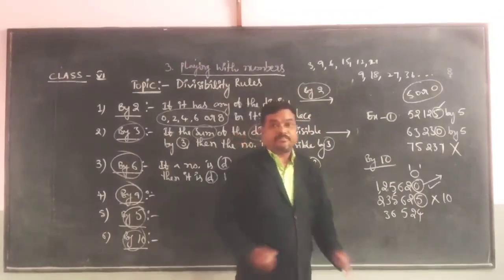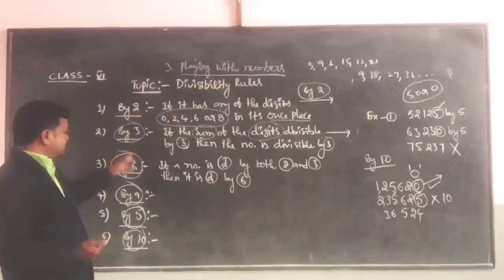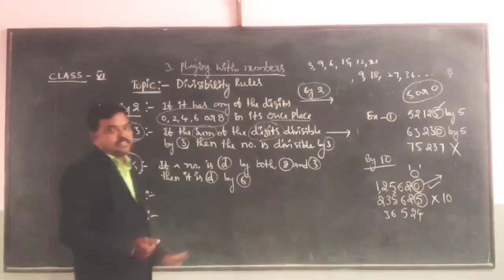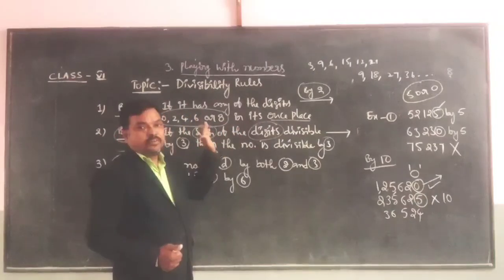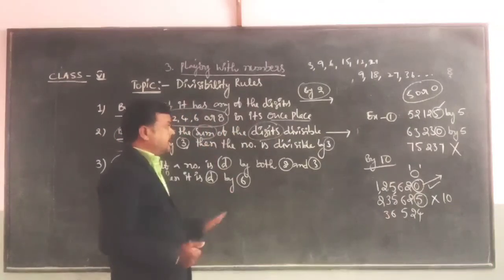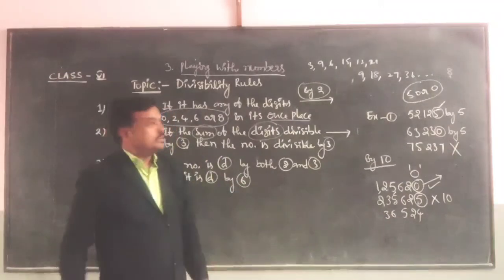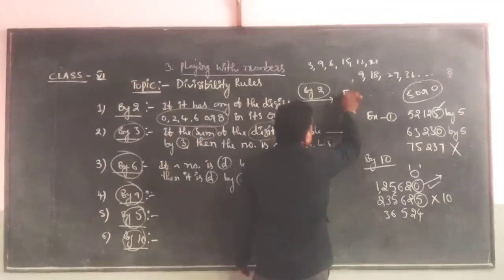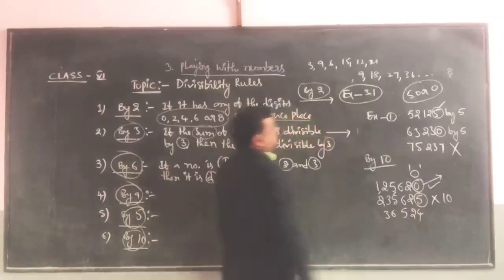Okay, students. Today we discussed the rules of 2, 3, 6, 9, 5, 10. Just learn the rules that I said today. Then, using these rules, you have to do the homework, exercise 3.1.